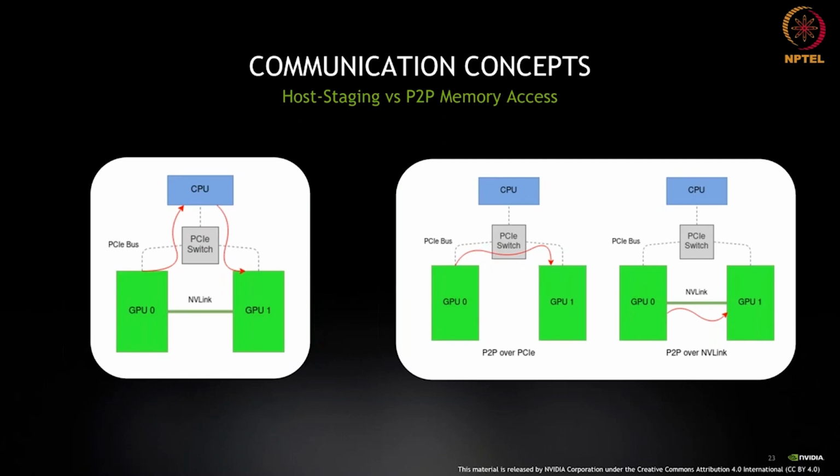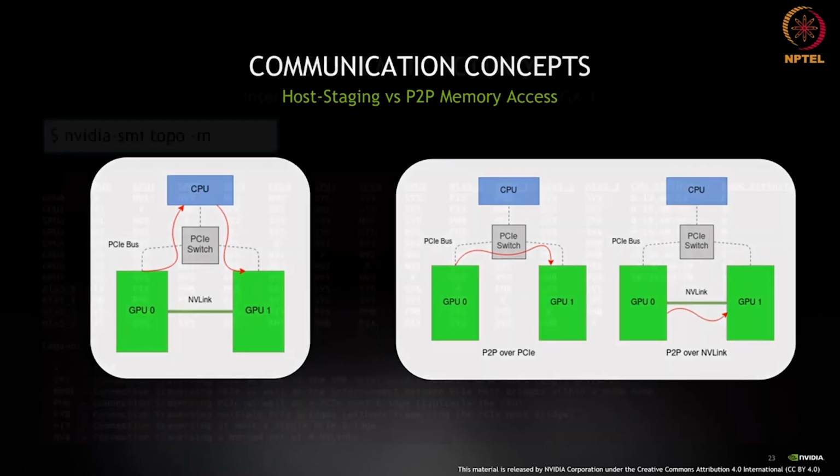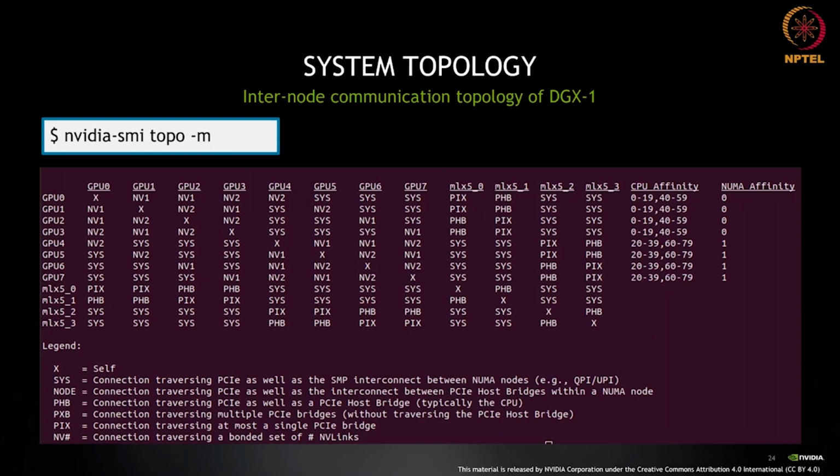Now, why am I telling you this? Because some of the numbers which I am showing you, based on the kind of hardware that you use, the kind of network topology or the kind of system you have, you will get different performance numbers. So here you can see the system topology.